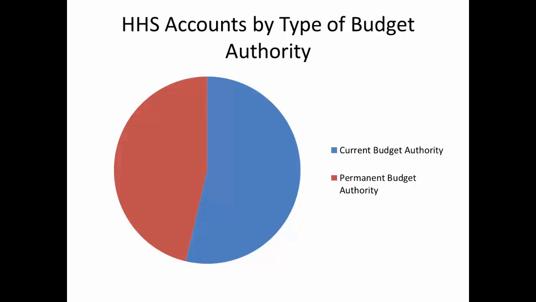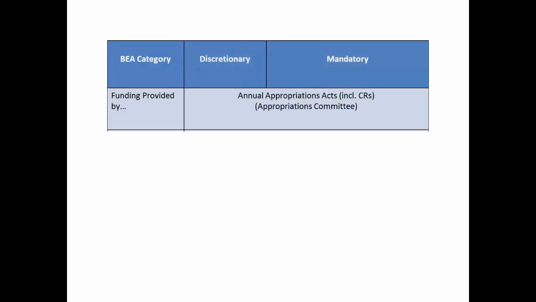Let's summarize in a chart what we've covered in Modules 1 and 2. Modules 1 and 2 covered the appropriation language that provides funding for annual appropriations acts, including continuing resolutions. We mentioned that the funding provided in these vehicles can be classified, thanks to the Budget Enforcement Act, as either discretionary or mandatory. Because such appropriations are made for the current year in annual appropriations acts, including continuing resolutions, they are referred to as current authority.